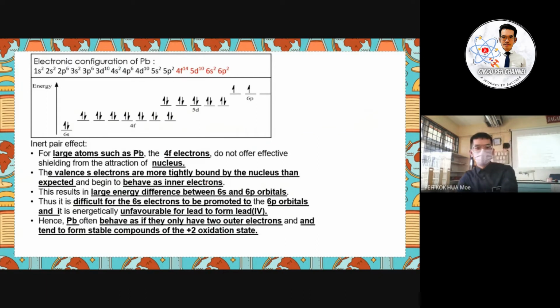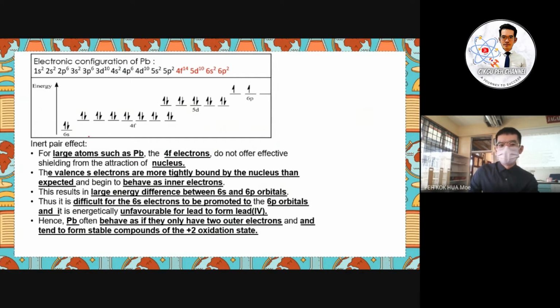Okay, and because this question involves many marks, 2014, 8 marks, we have to discuss in more detail regarding the inert pair effect. I already explained just now why lead is more stable at the +2 oxidation state because of the inert pair effect. So we discuss that the size is big. We discuss the 5d orbital and 4f orbital, which do not offer effective shielding from the attraction of the nucleus.